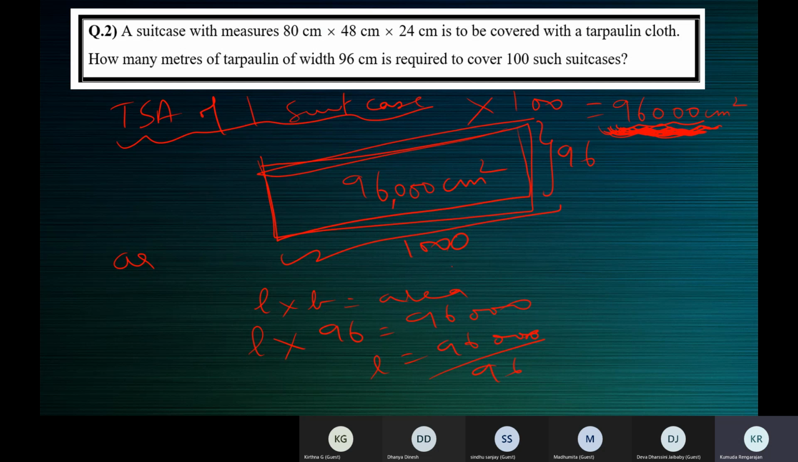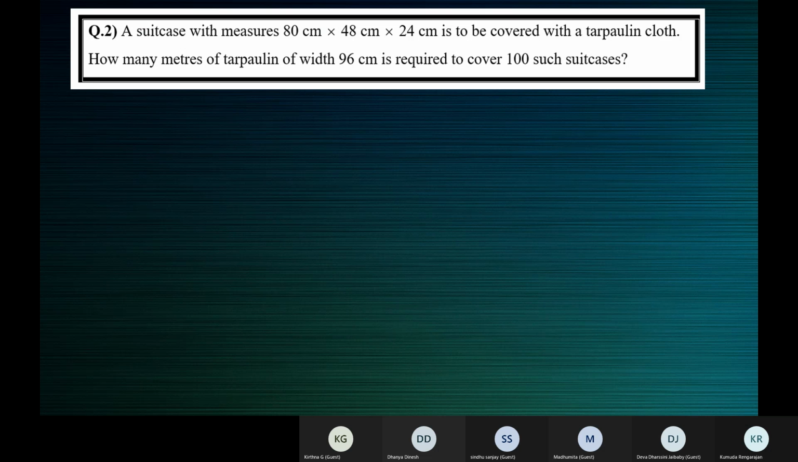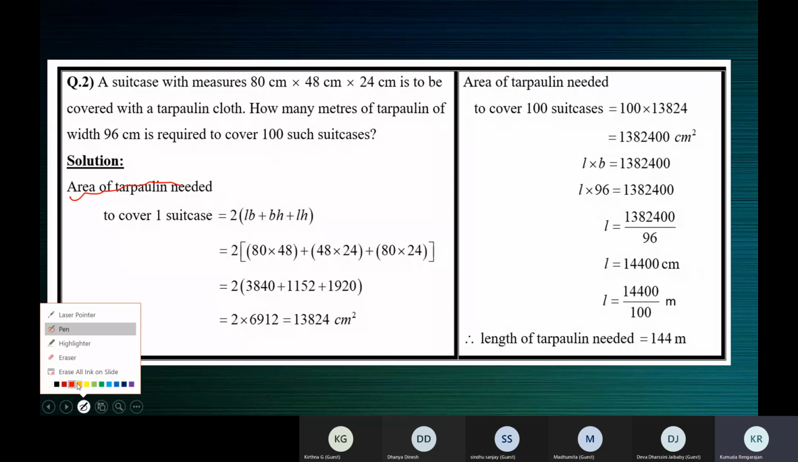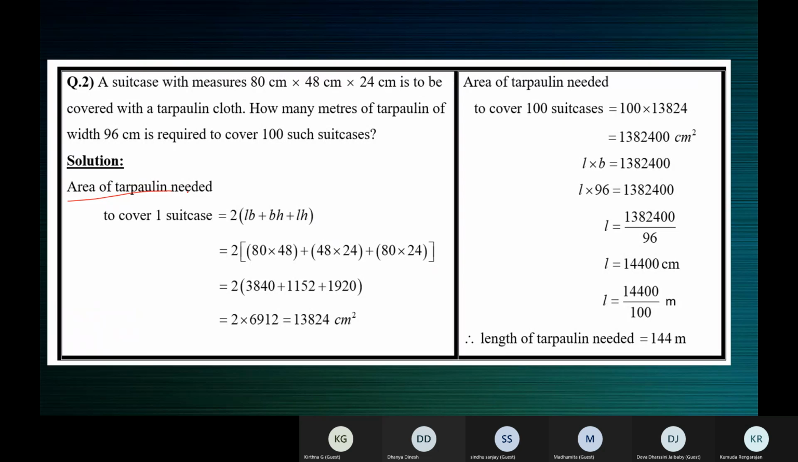Now I'll show you the answer slide. So you can see here the area of tarpaulin needed to cover one suitcase. The area of tarpaulin needed to cover one suitcase is the total surface area. How much tarpaulin you need to cover one suitcase is the total surface area of the suitcase.